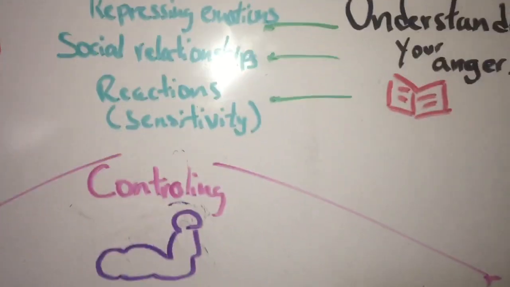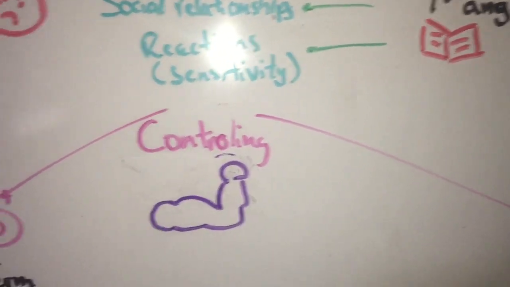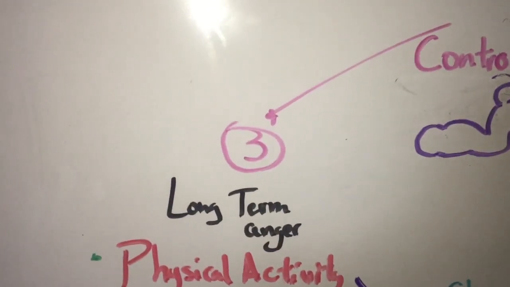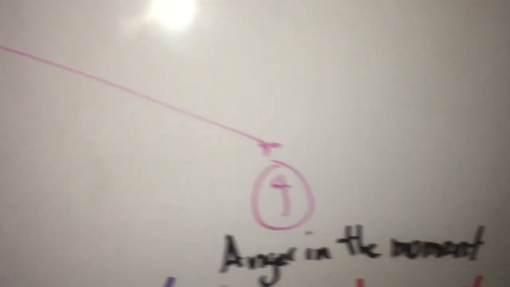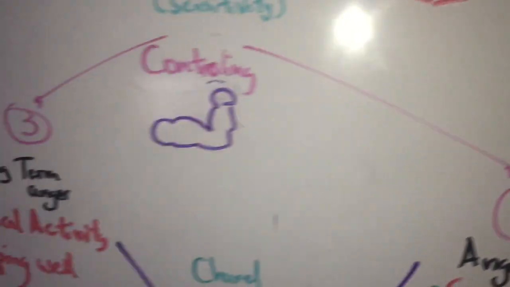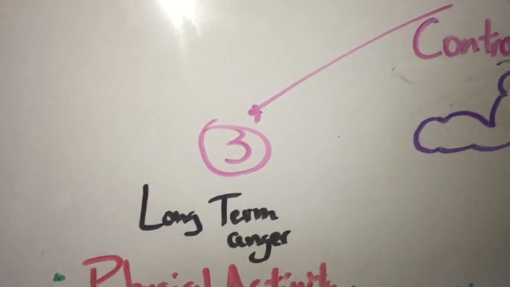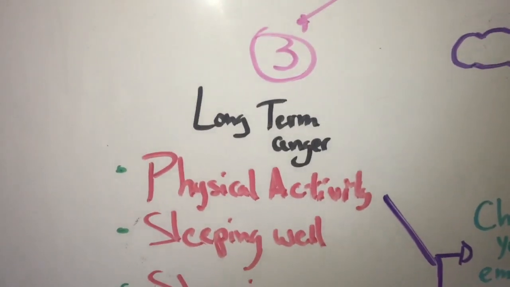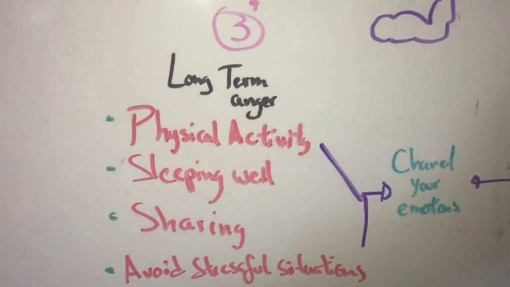Now, to control your anger issues, there are two main steps. Our third step in the tutorial is long-term anger and how we can control it, and the fourth step is anger in the moment. For the third step, there are many ways you can control long-term anger, but these are the main four that psychiatrists and psychologists recommend. First one, physical activity.